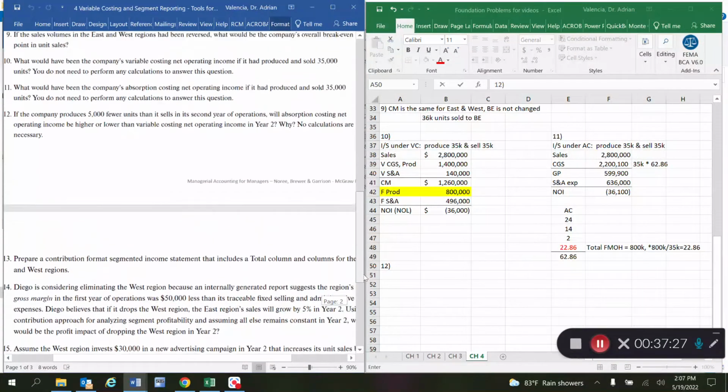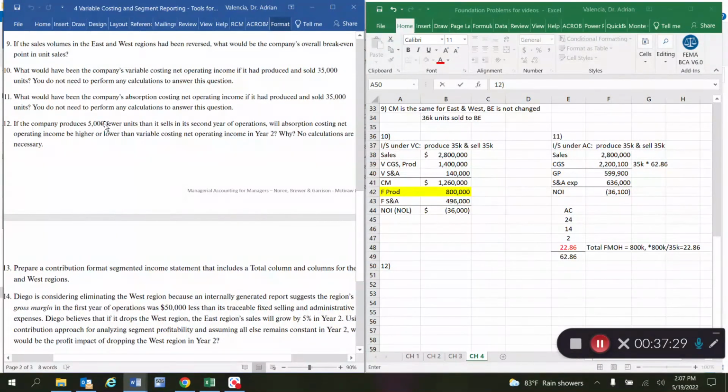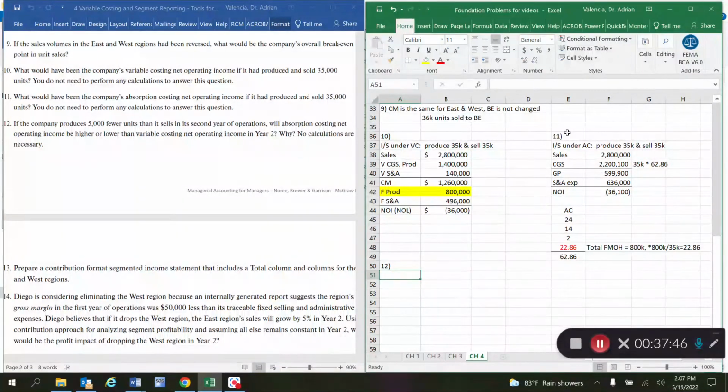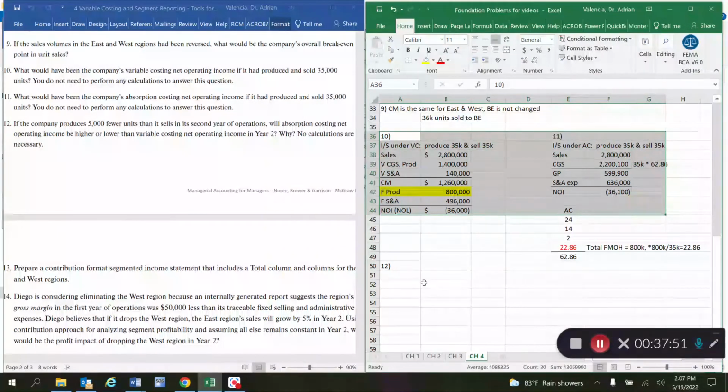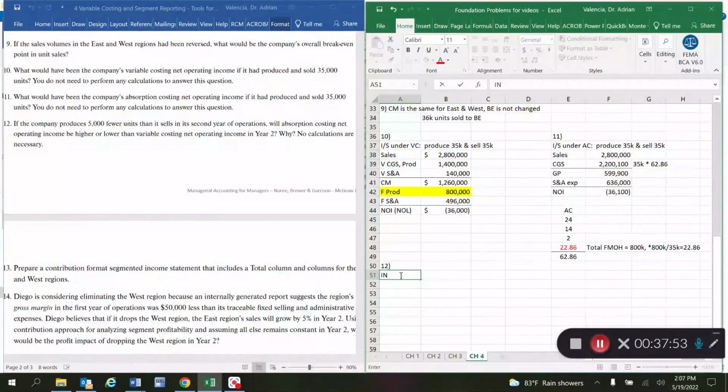They're saying under 12, if the company produces 5,000 units fewer this period, or I'm sorry, the second period, than it sells, will absorption costing net operating income be higher or lower than variable costing net operating income? And no calculations are required. Okay. So let's assume that this is period X1. Everything we've been talking about is period X1. So in period X1, whatever that period may be, we had 5K units left over in inventory.